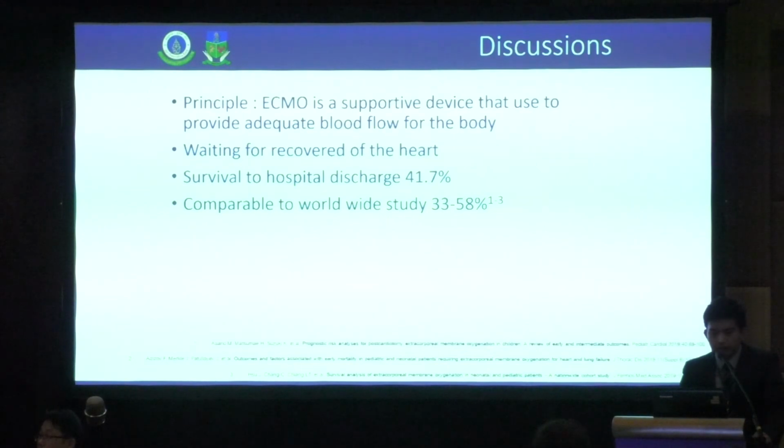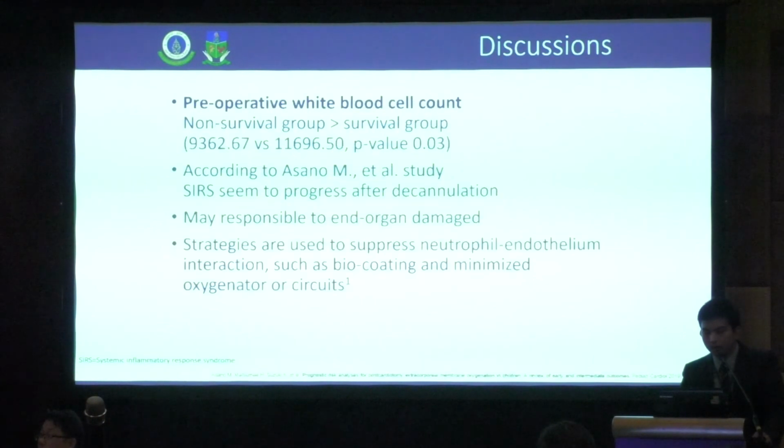In my discussion, the principle of ECMO is a supportive device used to provide adequate blood flow for the body while we wait for the recovery of the heart. In this series, we found that survival to hospital discharge was 41.7%, comparable to worldwide studies. The preoperative data show the white blood cell count in the non-survival group was higher than in the survival group.